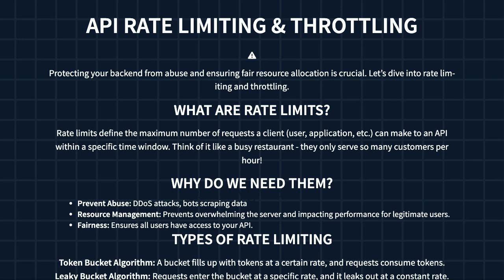Why do we need it? Well, it helps stop malicious activity and ensures everyone gets fair access to your API. We have different approaches, like the token bucket or leaky bucket algorithms. And crucially, throttling is different from rate limiting. It's about slowing down requests instead of blocking them entirely. Think of it as a way to manage resources effectively without completely cutting off users.